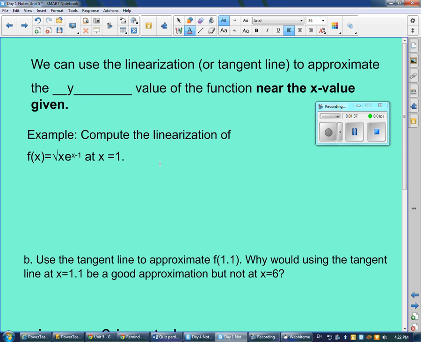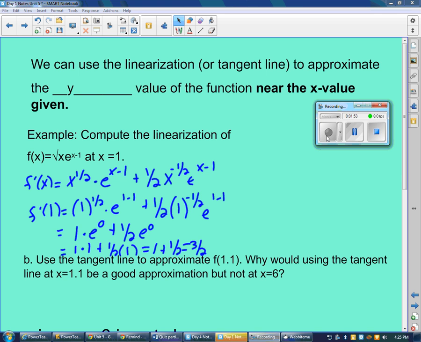For our first example, we're going to compute the linearization of f of x equals the square root of x times e to the x minus 1, at x equals 1. I'm just going to write the tangent line for this equation. We have to start by taking the derivative. I did product rule, don't forget that. The derivative of e to the x minus 1 is itself times the derivative of the exponent, which is 1, which I didn't write.